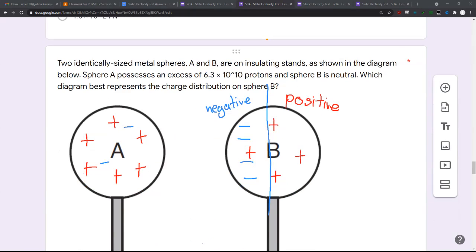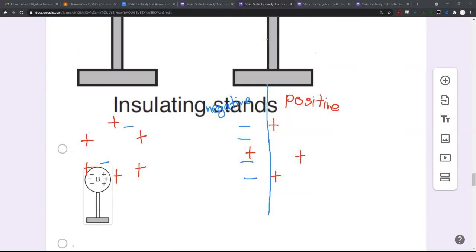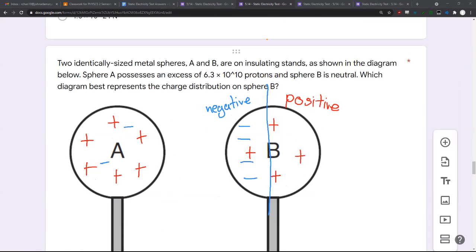This question, why did they show that the protons move? They're not showing you the protons are moving, they're showing you the charge, right? They're showing you which side is negatively charged and which side is positively charged. But it's saying charge distribution right here.